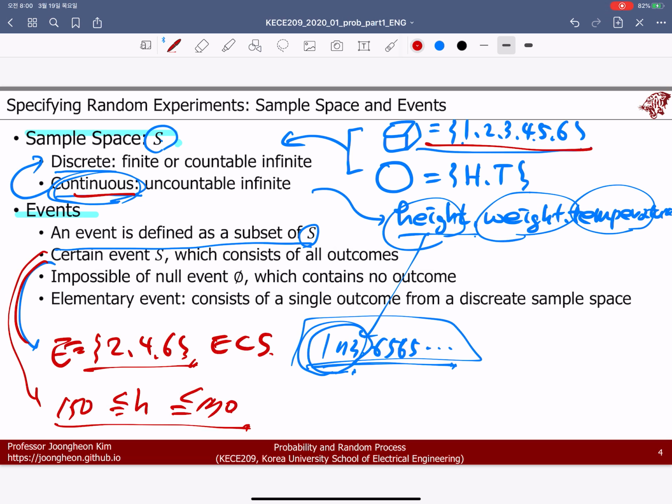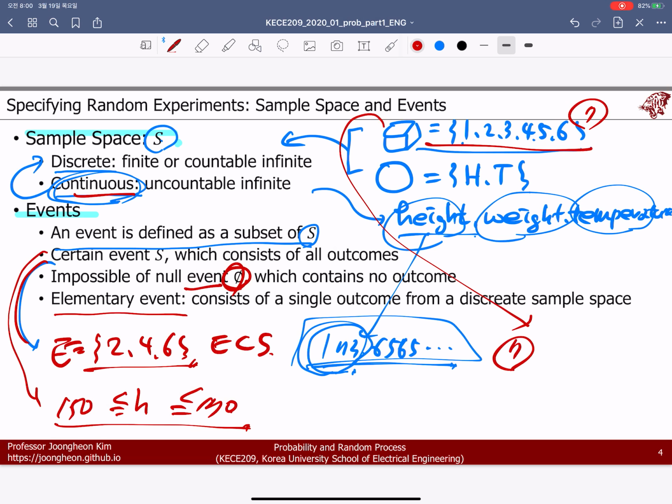Okay. Also, the event can be an empty set. This is called a null event. In this case, we have no outcome. For example, within this dice tossing, we want to find the case where we can see number 7. But number 7 does not exist here. That's why there's no chance to see number 7 in this case. That's why the result, the set itself, becomes the empty set. That's why we can denote it by the empty set symbol.